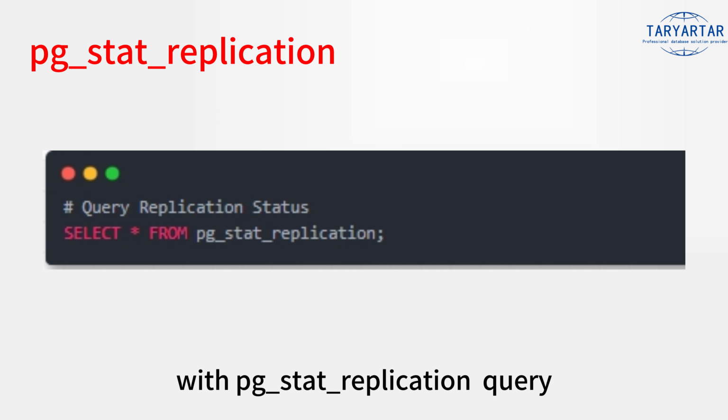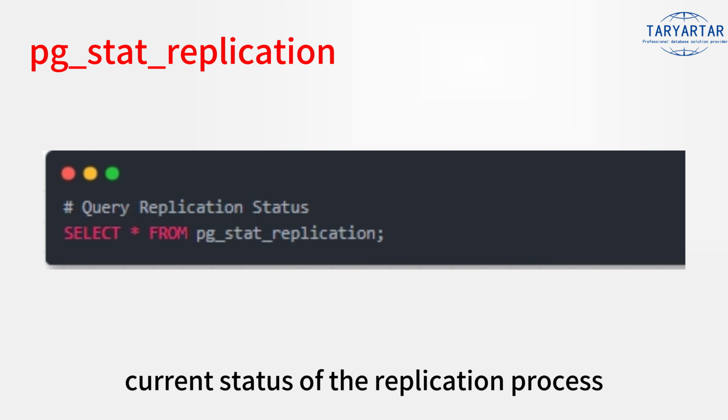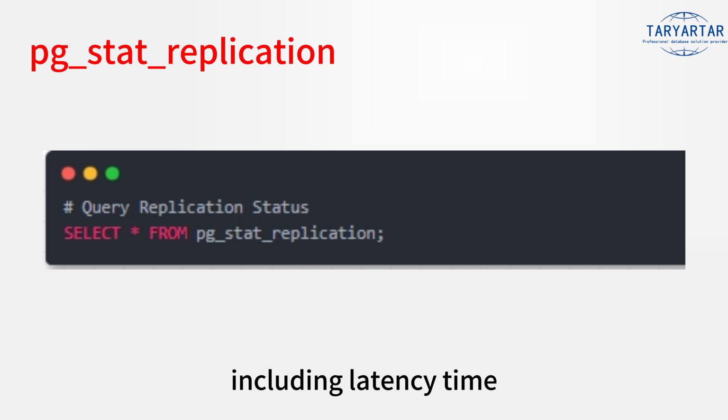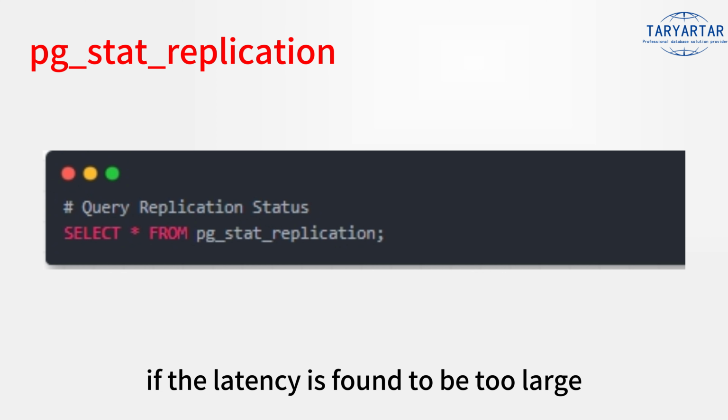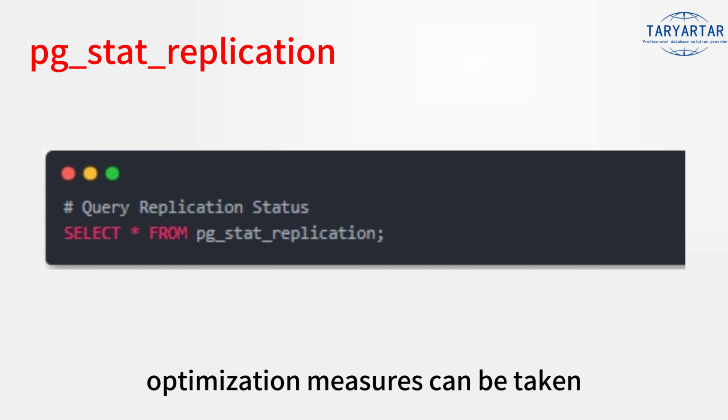With the pg_stat_replication query, we can view the current status of the replication process, including latency time, synchronization status, and so on. If the latency is found to be too large, optimization measures can be taken.